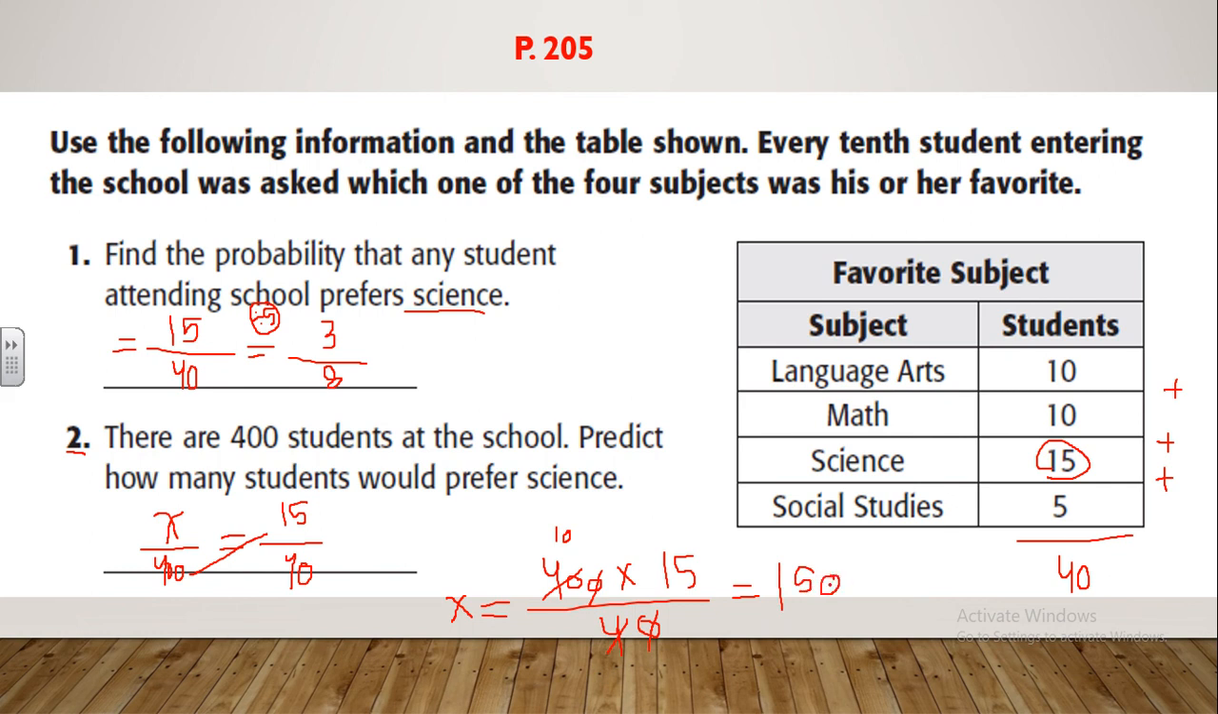who prefer science, okay? And you can find the answer in another way. How? You will tell yourself the 40 became 400.